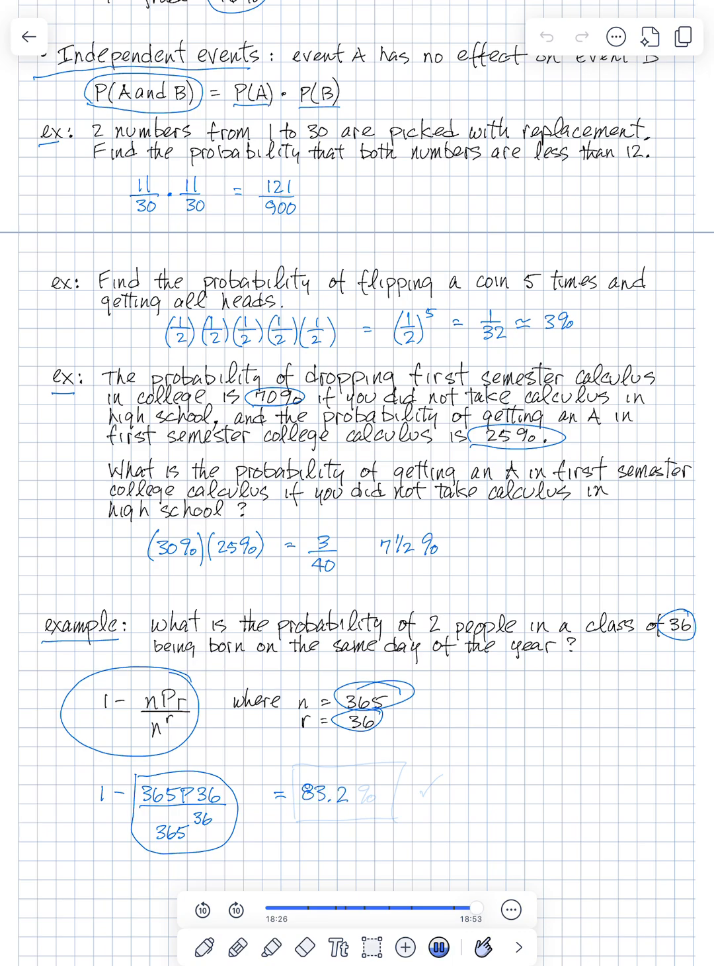83.2%. 83.2% probability that 2 people out of 36, these are just random people, were born on the same day of the year. So that's a pretty interesting statistic there. All right, so that's it for 9.7.